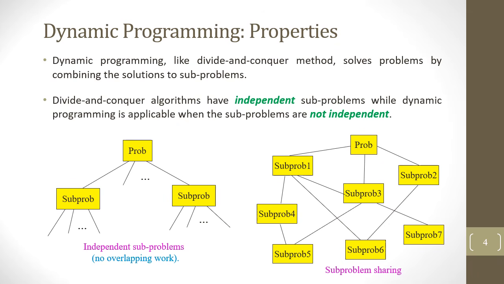Dynamic programming, like the divide and conquer method, solves problems by combining the solutions to subproblems. The difference between the two is that divide and conquer algorithms have independent subproblems, while dynamic programming is applicable when the subproblems are not independent.